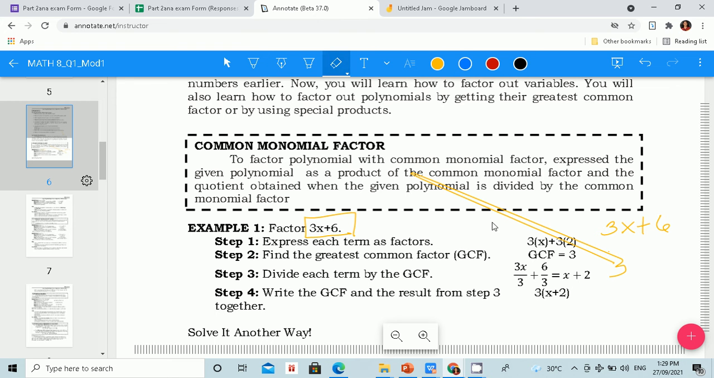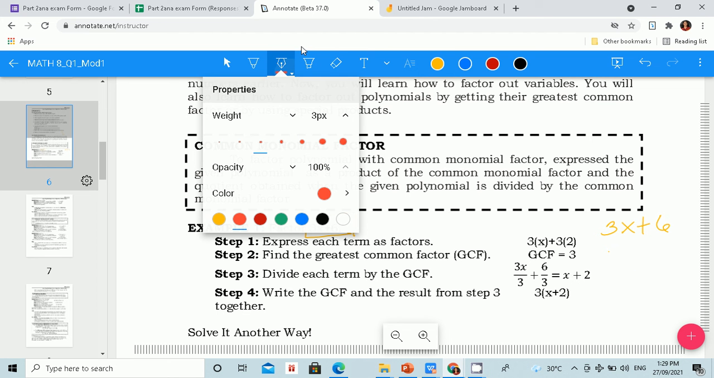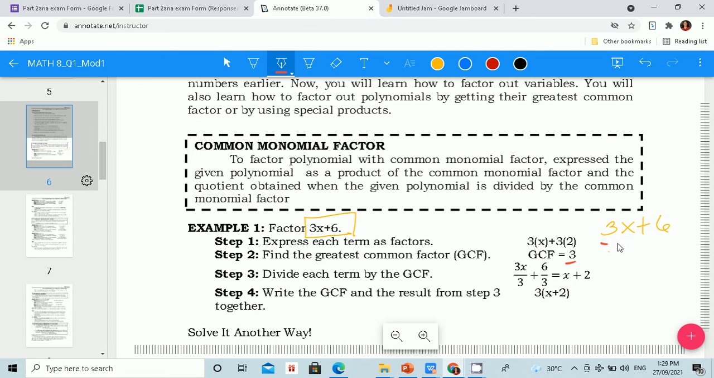Okay, so we have 3. Let's write that one. So we have 3. And then, since we have 3, we can now multiply. Okay, divide each term by the GCF. So if we have 3x plus 6, we have the 3. That's the GCF. Then we are going to divide both terms by 3. Okay.